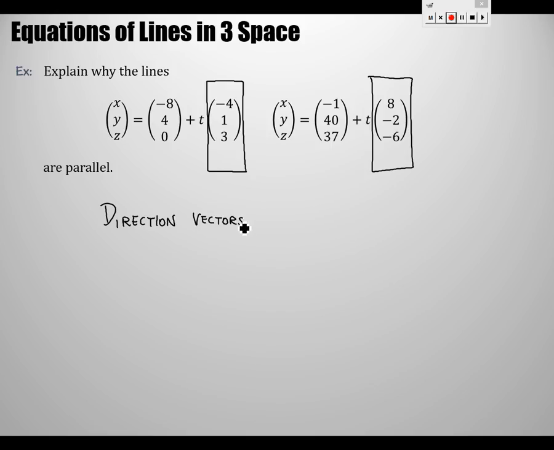Does this feel familiar, by the way? I know it's a weird context, but you did think about this back in Algebra 1. When are lines parallel in Algebra 1? So this is kind of saying that their slopes are the same, right?